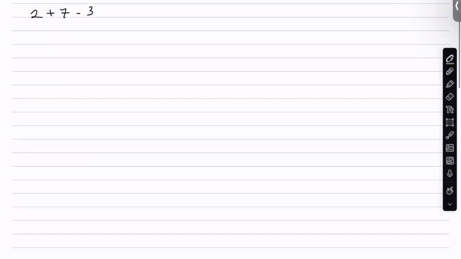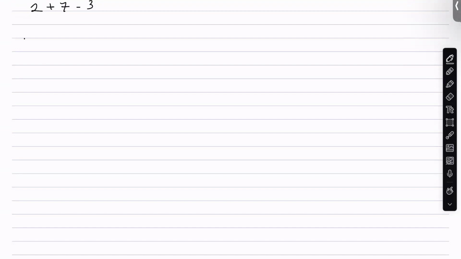For example, a mathematical expression here would be 2 plus 7 minus 3, or 46 over 23 plus 9 times 3. It can even be something involving a variable, like 3 plus x minus 6. All these are expressions once again because they involve operations such as addition, multiplication, division, and subtraction, but they do not include an equal sign.